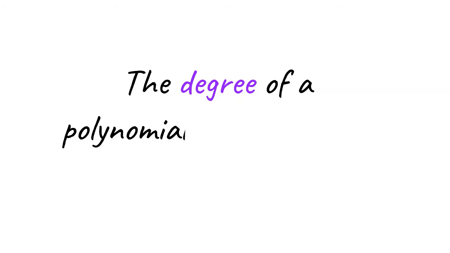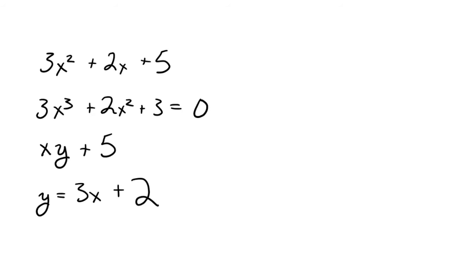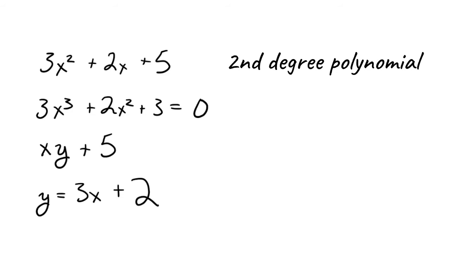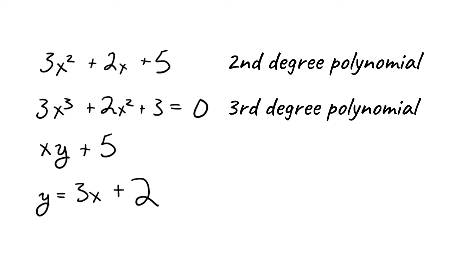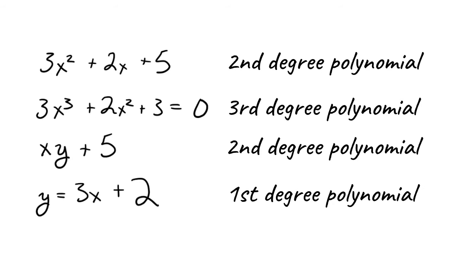The degree of a polynomial is the same as its highest degree term. Let's look at these polynomials. See if you can determine the degree of each polynomial before the answers pop up. The degree of each polynomial is based on the highest degree term within that polynomial.